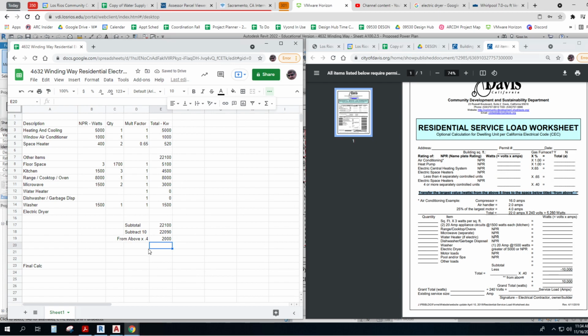Now I have to add 10 more back in. It's like, what are they thinking? Now I have to add this and this and this. And I don't know what their thinking is there. That's what it says to do.